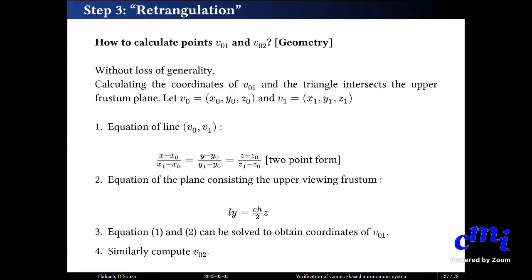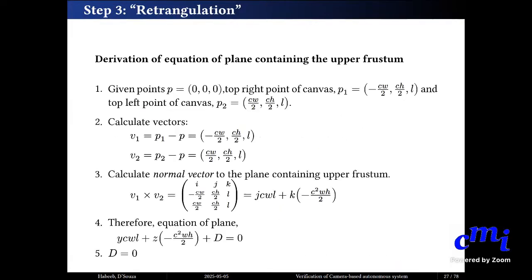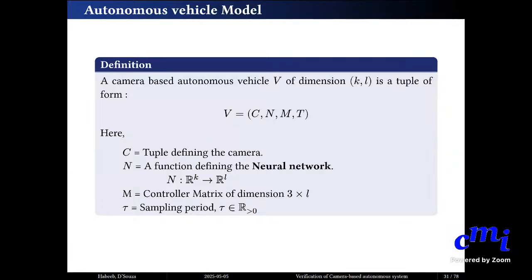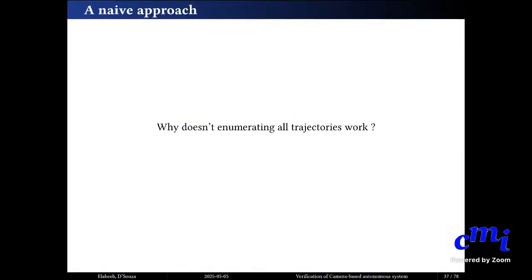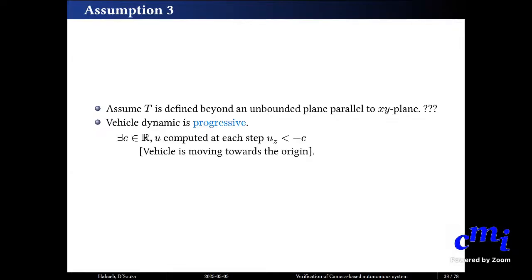Intuitively, what does assumption 2 mean? That the camera doesn't rotate, sir. It's fixed to the z-axis. If I were rotating it, it would introduce another level of complexity to the kind of images it produces. There will be some restriction on that. And assumption 3 is this. I'm now defining assumption 3, that triangles start after a certain point in the 3D space that is parallel to the xy plane. And the vehicle dynamic is progressive.